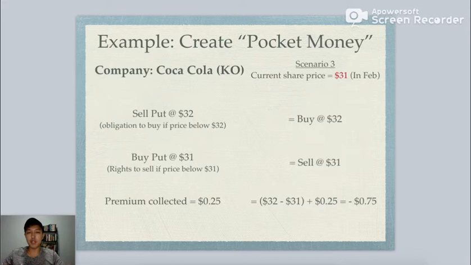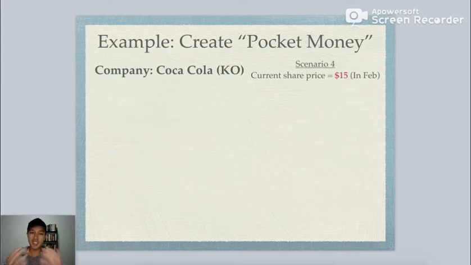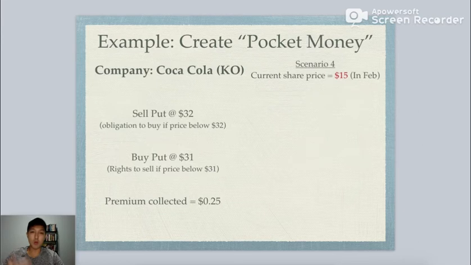Remember, if the share price goes below your strike price, you will start losing money. But because you have a buy put there, it also acts as a form of protection. What do I mean? Let me give you another scenario. What if the share price dropped to $15 instead of 31? Let's run through this together. What's going to happen to your contract? When you sell a put at 32 and the price drops to 15, you have the obligation to buy the share at 32, because that's the definition. How about your buy put?